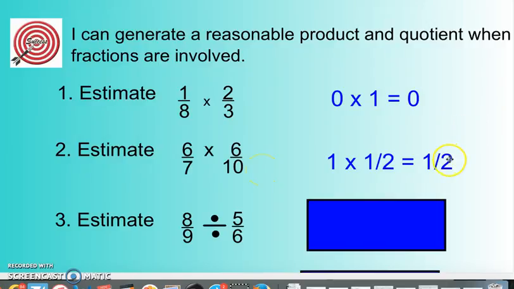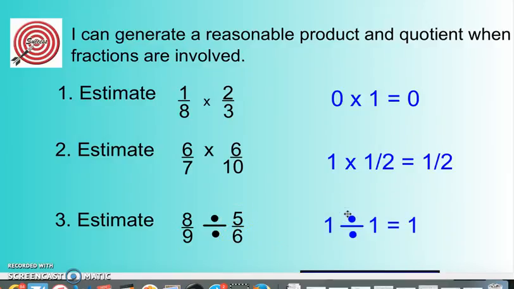Now 1/2 and 1, they're both pretty close to each other. I mean, they're only a half away. So as long as I see what you're rounding your numbers to, that is proof enough to show that you understand what an estimate means, because you're finding the most reasonable answer. And so 8/9, what would you round that to? I would probably round it to 1. And how about 5/6? 1 as well. So 1 divided by 1 is 1.